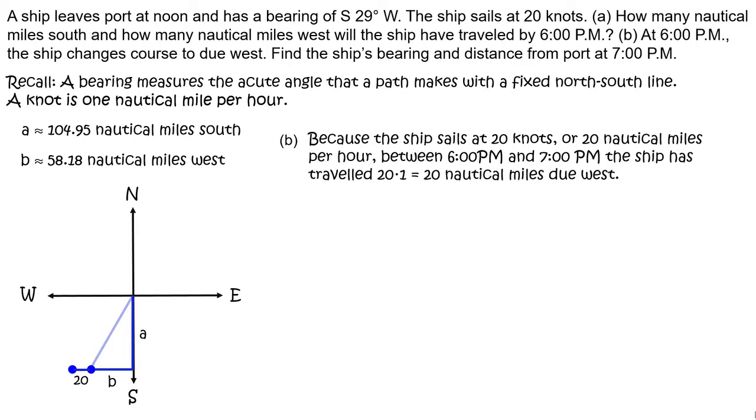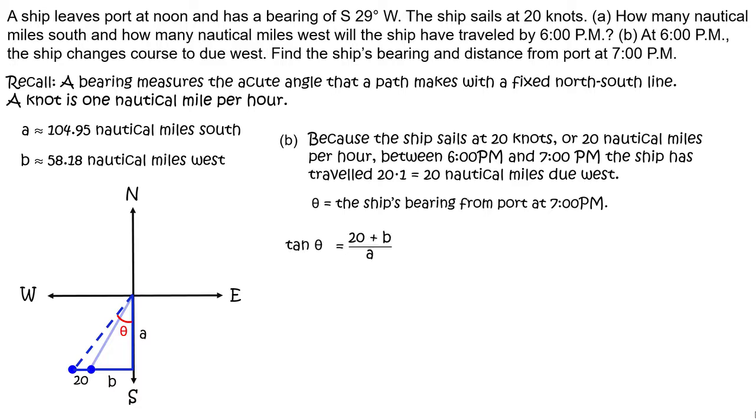Part B. Because the ship sails at 20 knots or 20 nautical miles per hour between 6 p.m. and 7 p.m., the ship has traveled 20 times 1 or 20 nautical miles due west. Let theta be the ship's bearing from port at 7 p.m. To find theta, set up the equation tangent of theta equals the quantity 20 plus B divided by A.